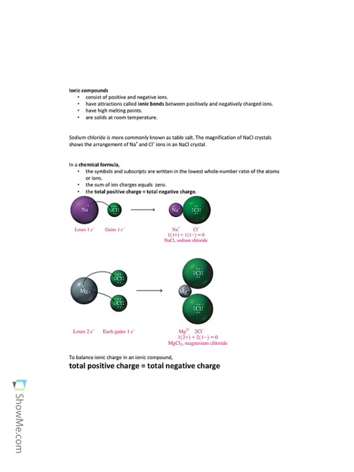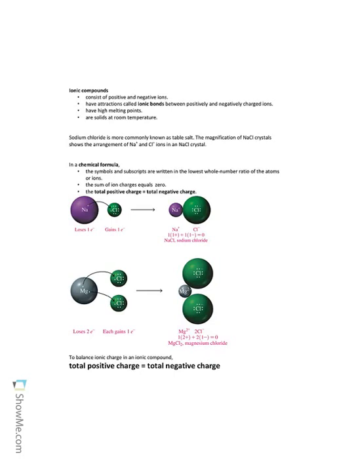Okay, so again, just to refresh, ionic compounds consist of positive and negative ions. They have attractions that are called ionic bonds between those positively and negatively charged ions, cations and anions. They have high melting points and are solid, typically at room temperature. Sodium chloride you might be more familiar with as table salt. You probably have a bottle of this sitting on your table at home.